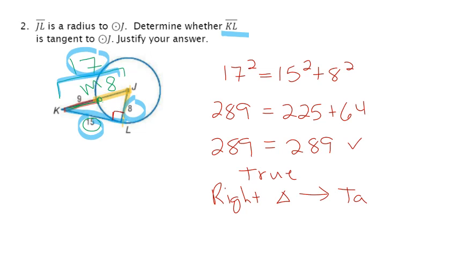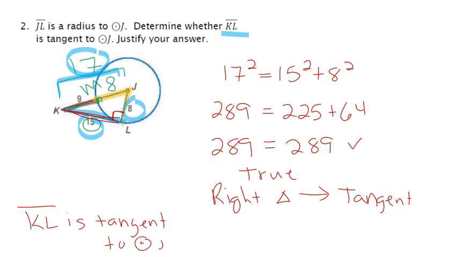Because if this is a right triangle, we have a right angle, and if that's a right angle, KL is a tangent segment. So I would say KL is tangent. And if you want to get more specific, you can say to circle J, but it's a tangent segment.